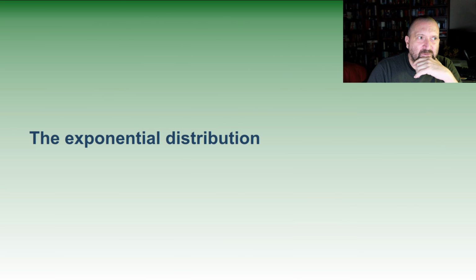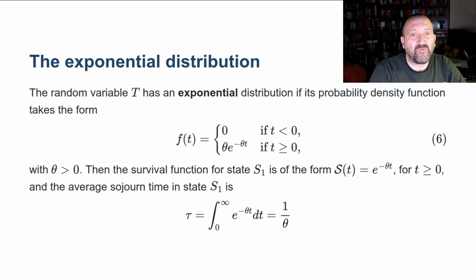Now, two distributions that I'm going to be focusing on right now are the exponential distribution. This is a very popular and omnipresent distribution. We say that a random variable t has exponential distribution if its probability density function takes this form. It's 0 if t is negative, and it's theta times e to the minus theta t if t is greater than or equal to 0. And we take the parameter theta to be positive.